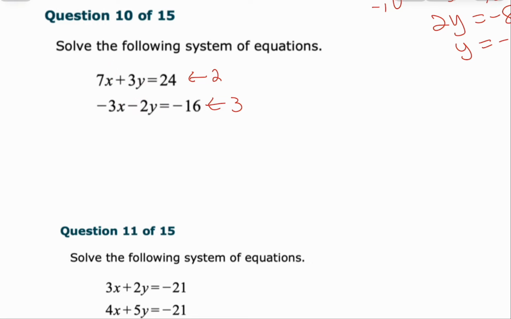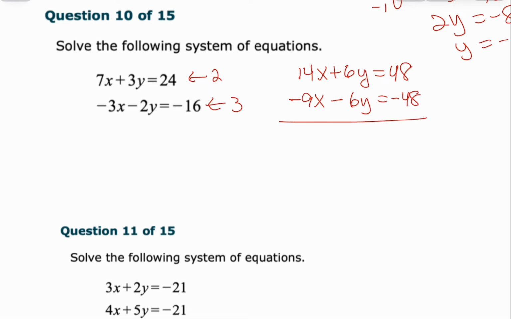That's what I'm looking for. Now you do it to every piece of your equation. So we get 14x plus 6y equals 48. Negative 6x minus, if I could multiply, let me go back for a sec. We're multiplying by 3. I get negative 9x minus 6y equals negative 48. The x's are 5x. The y's are opposites. That's exactly what we wanted. That tells us we're on the right track.